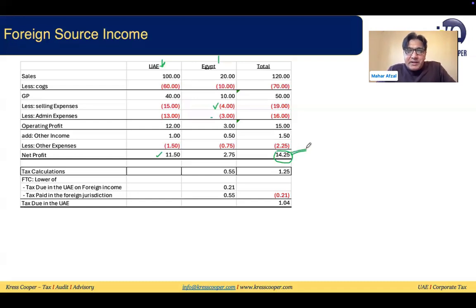Once this is equal to my taxable income, then I need to calculate the tax on it. How can I calculate the tax? 14.25 million less 375,000 multiplied by 9%. It is coming to 1.25 million, which is the tax. So it is 14.25 less 0.375 multiplied by 0.09, 1.248, about 1.25 million. This is my tax.